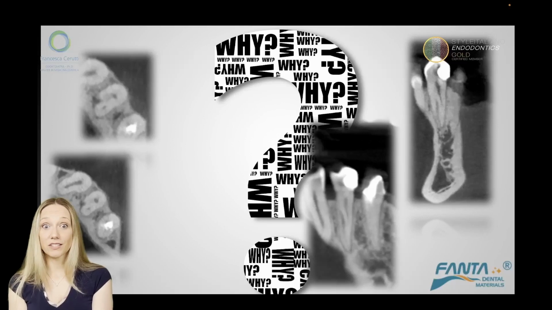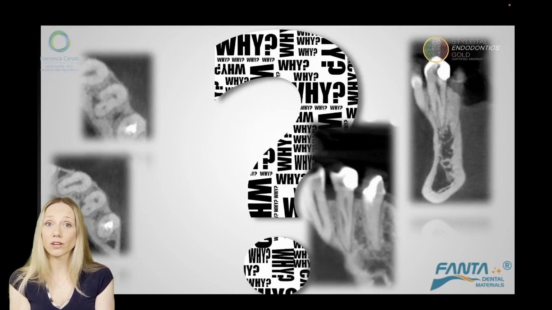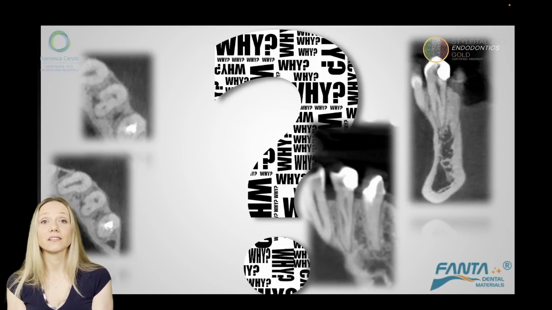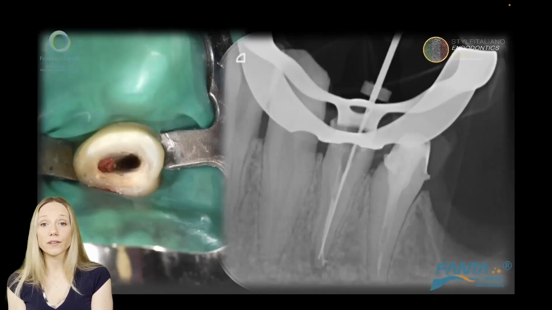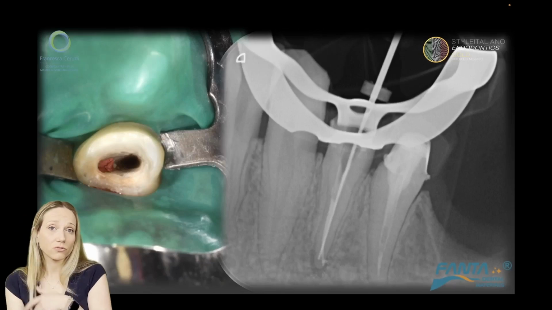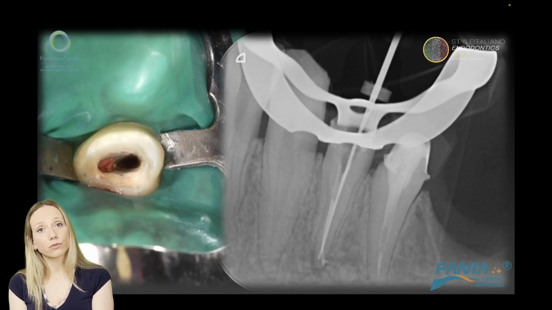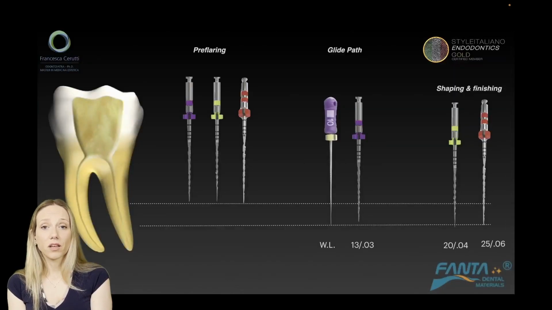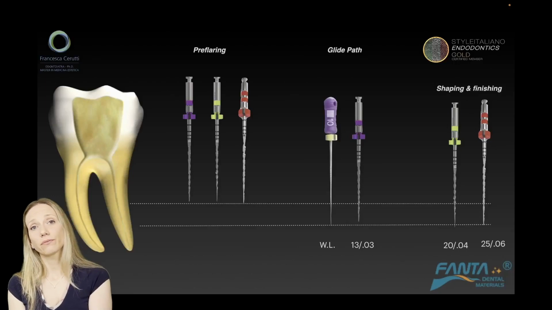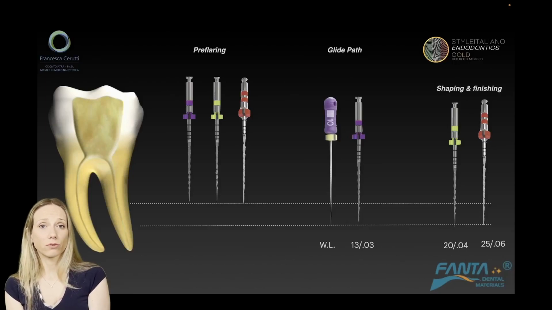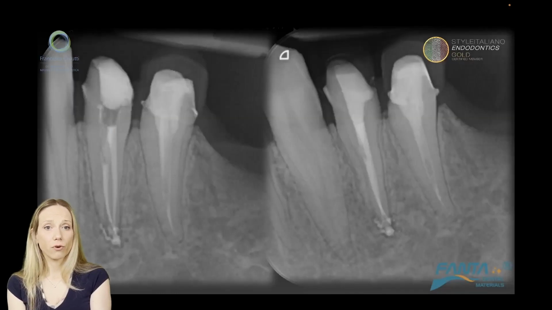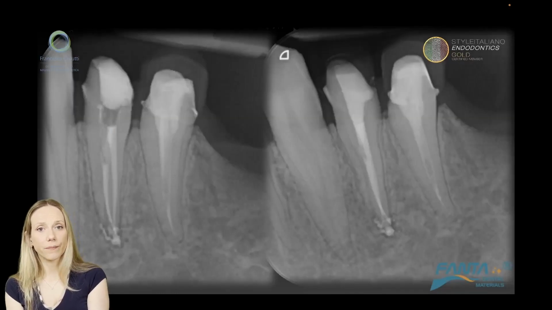And in this case, if he had looked at the CBCT that he took before doing the root canal treatment, he would not have missed the root canal. And when I opened it, I did a selective retreatment because I considered that the first root had been treated correctly. So I treated the other root canal, and as you can see, I did the same sequence that I used before. So I did a pre-flaring, a glide path, and then a shaping and finishing until I reached the 2506, because it was enough for me to shape, clean and fill the root canal system.